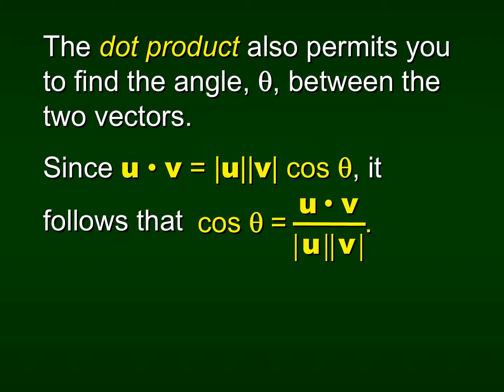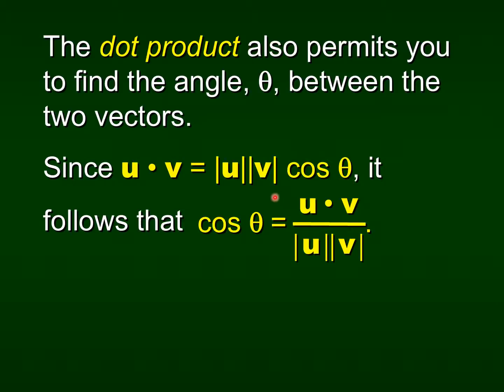Alright, so the formula that we have for dot product, where we have the absolute value of u times the absolute value of v times the cosine of the angle, this is a really helpful formula because we can use that to find the angle between the two vectors. We can use it to find this theta, right?